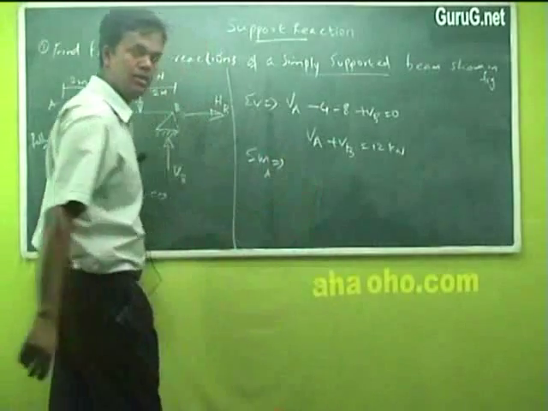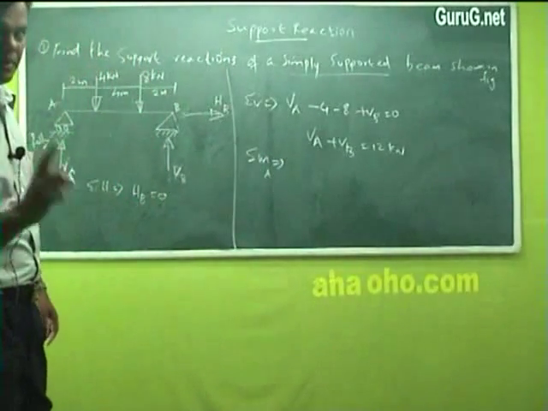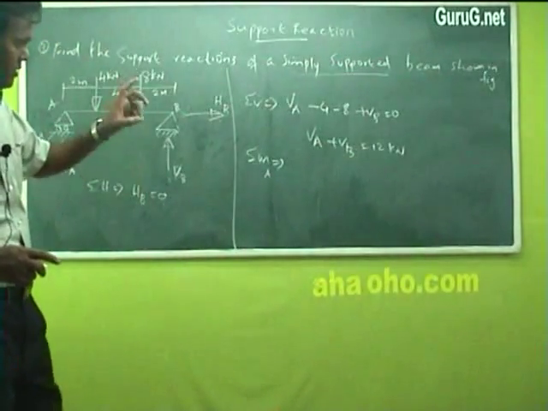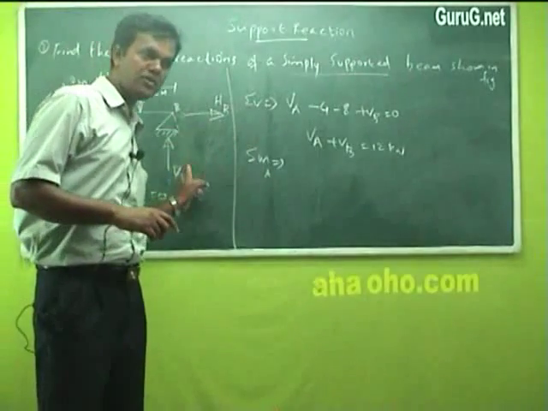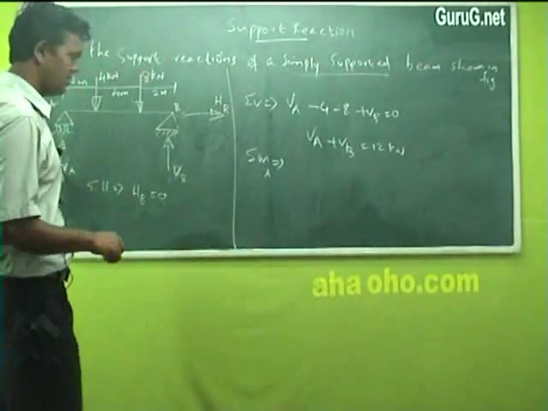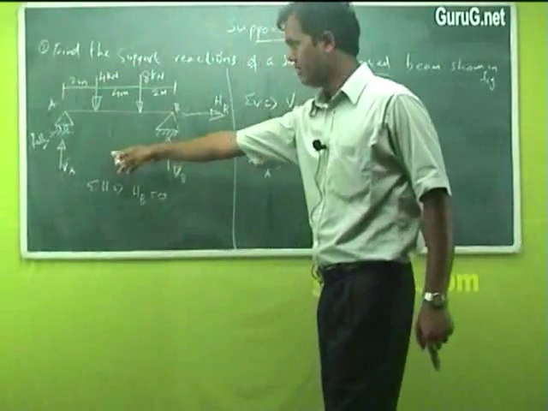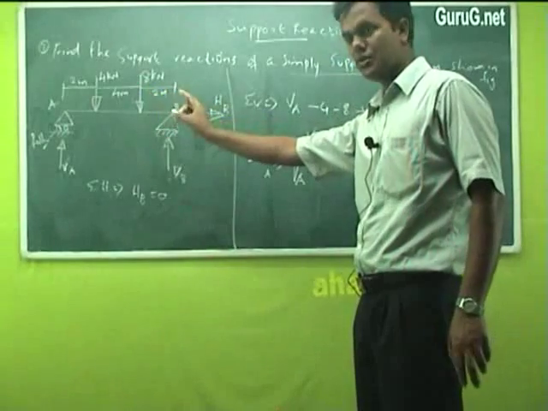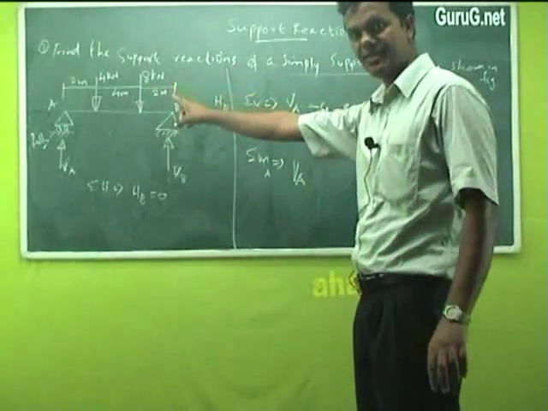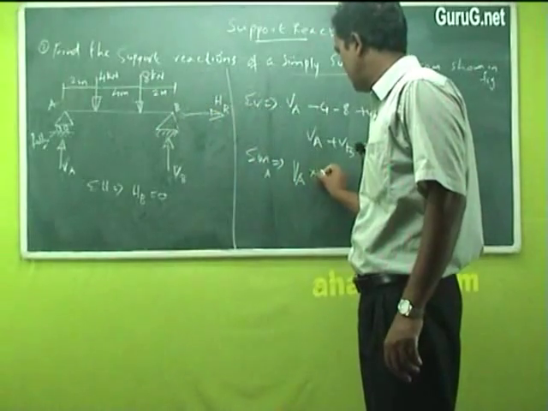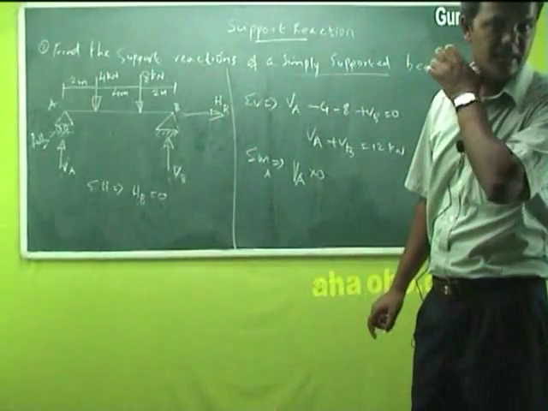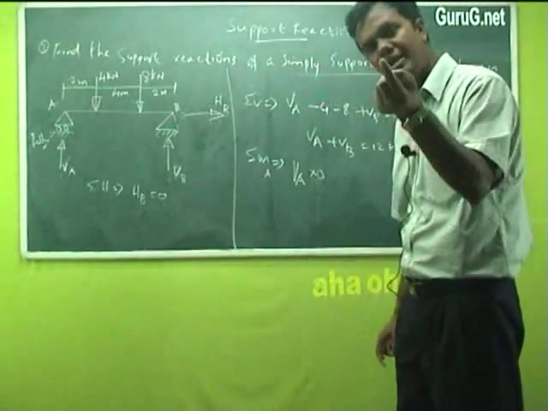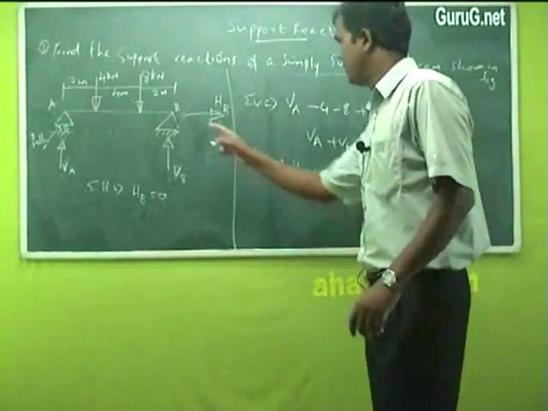Now how to write this one? Moment means force into perpendicular distance. Please keep it in mind. Applied force anywhere, into the perpendicular distance, considering point A here. For VA, force is VA acting upwards. That is okay. But it is acting at point A itself, the same point, so the moment distance will be 0. Can you understand? When you take moment about a particular point, for any load applied at that point, the distance will be nil. It becomes 0.